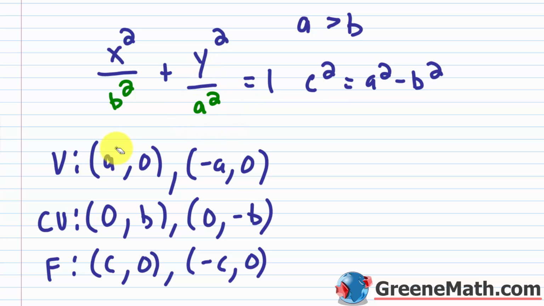So the vertices, I'm going to change this up, and now 0 here and 0 here, and I'm going to put a here and negative a here, okay? So it's just something you got to get used to.